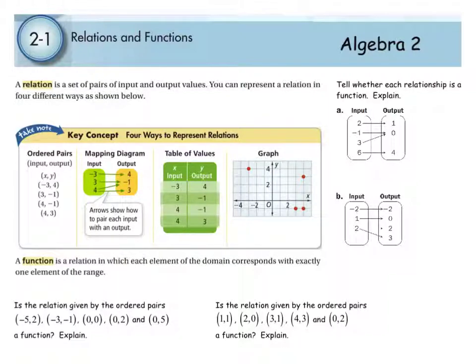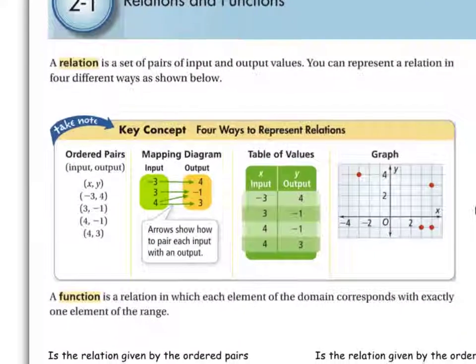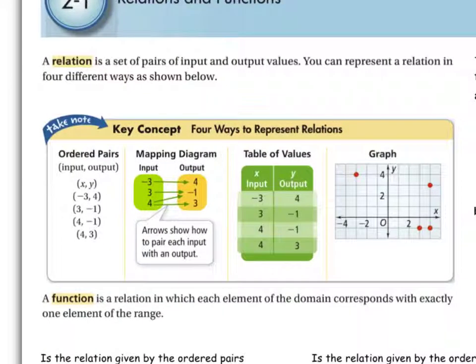All right, so a function, if we take a look here, well, first we need to know what a relation is. And a relation is just like ordered pairs, okay? If x is 3, y is 7, that's a relation, all right? So relations can be written as ordered pairs, and all ordered pairs are listed x, y, input, output. So your input is your x, your output is your y.